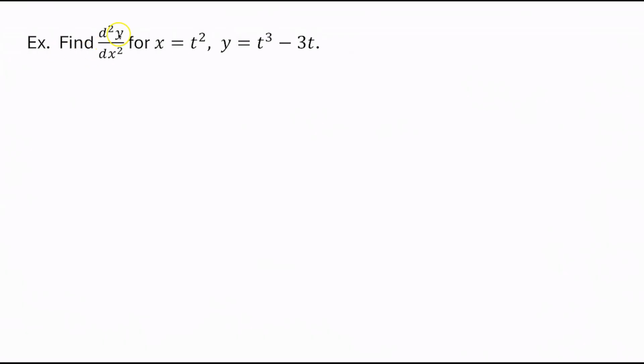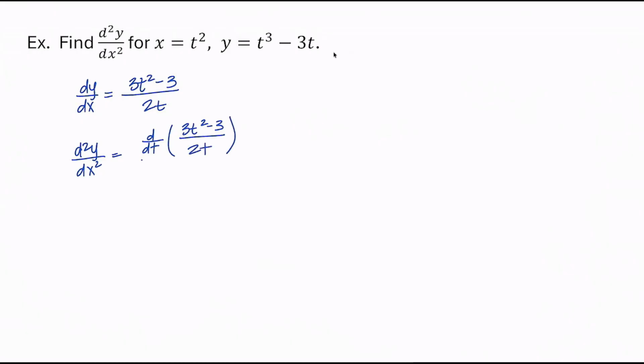And now let's find the second derivative of y with respect to x for that same set of parametric equations, x equals t squared and y equals t cubed minus 3t. So we already had dy/dx, that was 3t squared minus 3 over 2t. To find the second derivative of y with respect to x, we're going to need to find d/dt of that first derivative, 3t squared minus 3 over 2t, over the derivative of my x function, so the derivative of t squared.